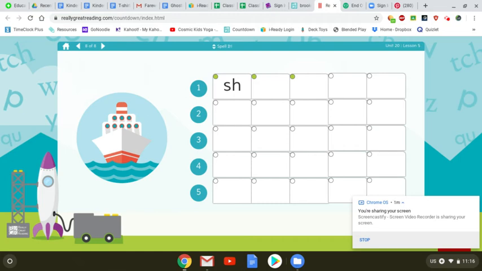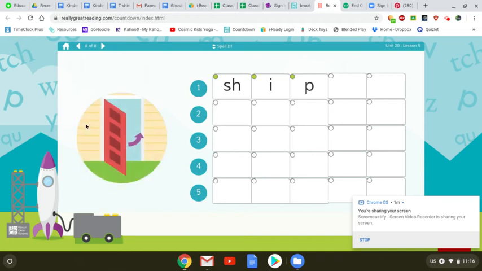The second sound we heard was i. Which letter makes the sound i? I. And our last sound was p. Which letter makes the sound p? P. Good job. Okay, let's move on to our second picture.